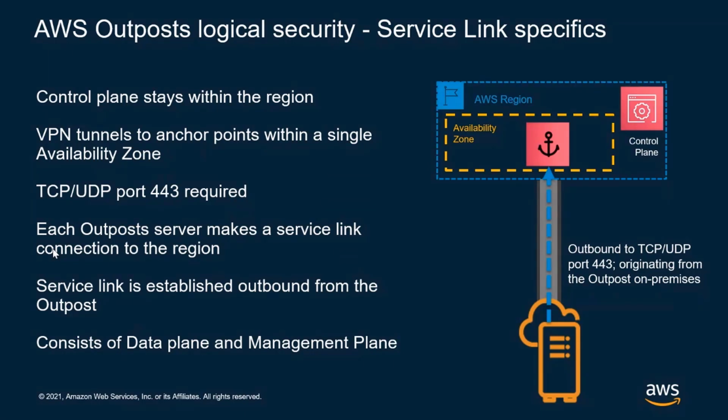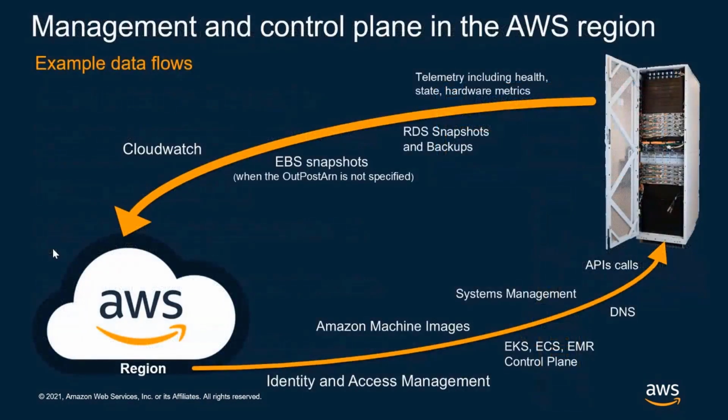One is that there's a data plane where, with the appropriate controls, data could flow back and forth between Outpost and an AWS region, and the management plane, which is where all the control and monitoring capabilities happen. And essentially, this is what goes over the management and control plane between the AWS region and the Outpost.